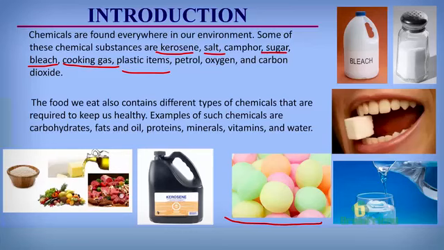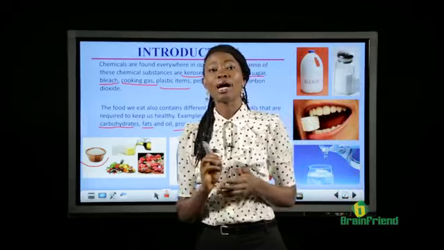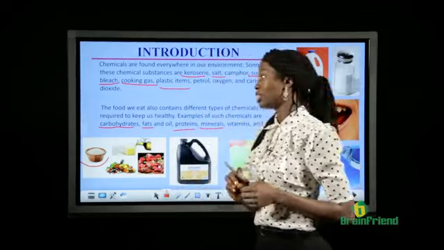The food we eat also contains different chemical substances. These chemicals are required in our bodies to keep us healthy. Examples of such chemicals are carbohydrates, found in starchy food, fats and oil, proteins, minerals, and vitamins. Water is also included in the list of chemicals that are found in our food. And all of these chemicals help our bodies to function properly.